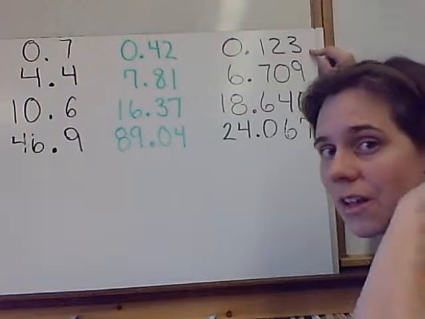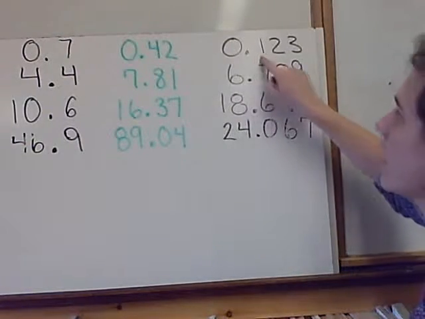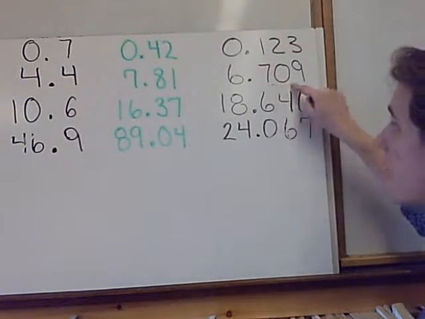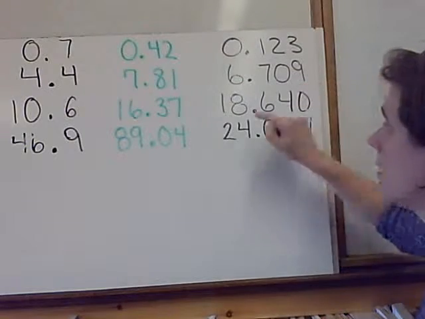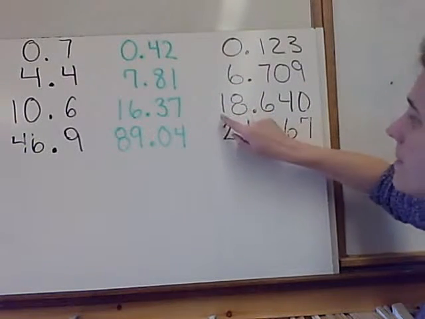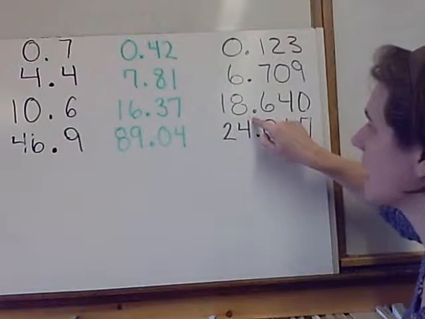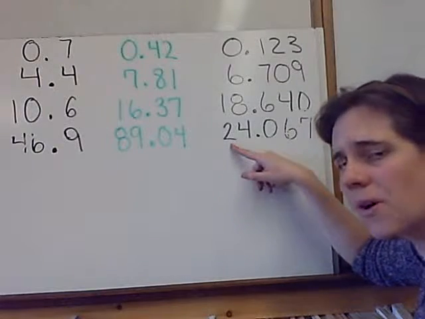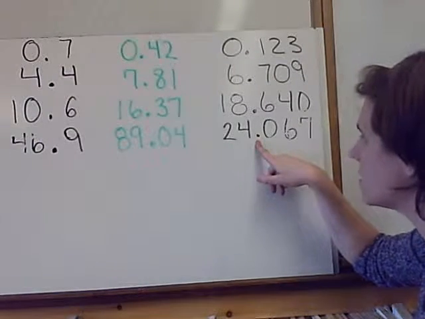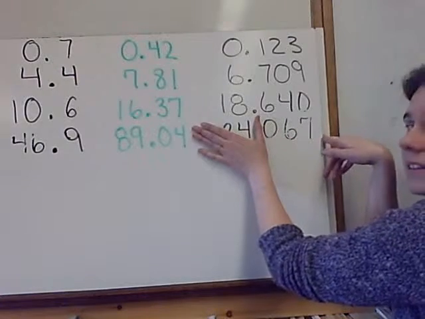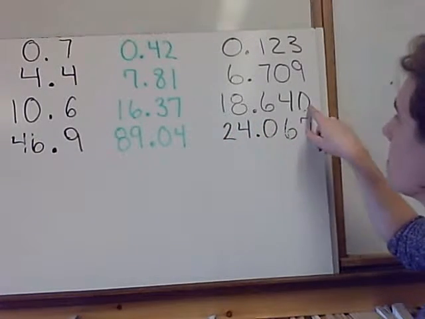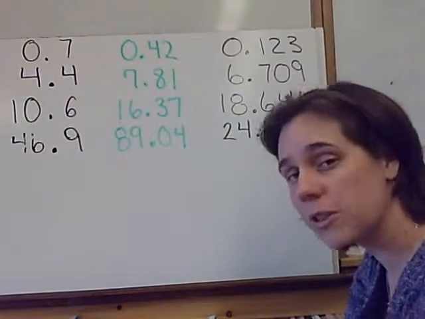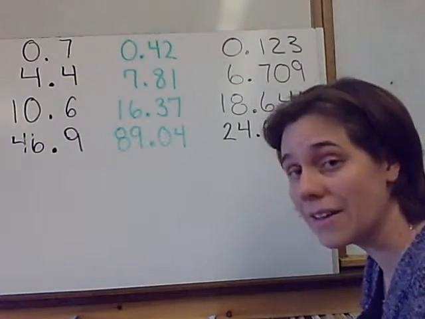Taking a look over here, these are all thousandths. 0 and 123 thousandths, 6 and 709 thousandths. If this were by itself, we would say 640, coming up next. Be ready. 18 and 640 thousandths. And this over here says 24 and, take a look, it says 67 thousandths. Notice no matter where the zeros are, you're looking just at what the numbers would be if it were an actual digit with a value in a place. It does have value.